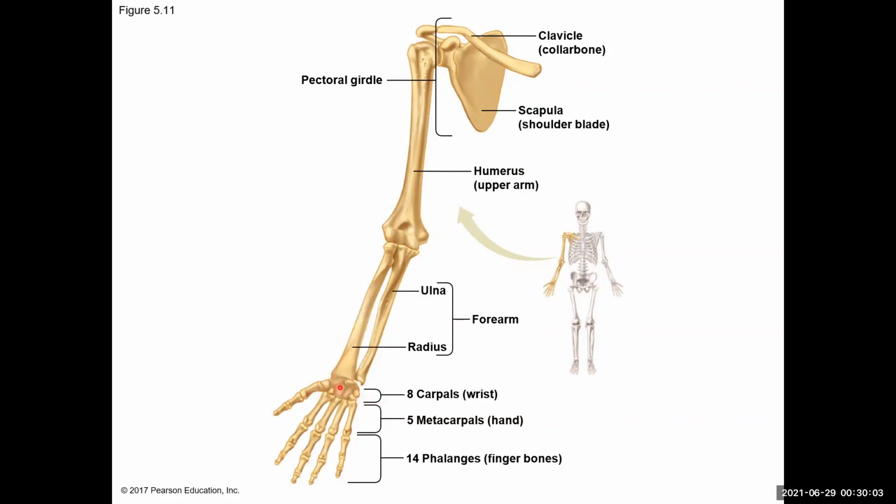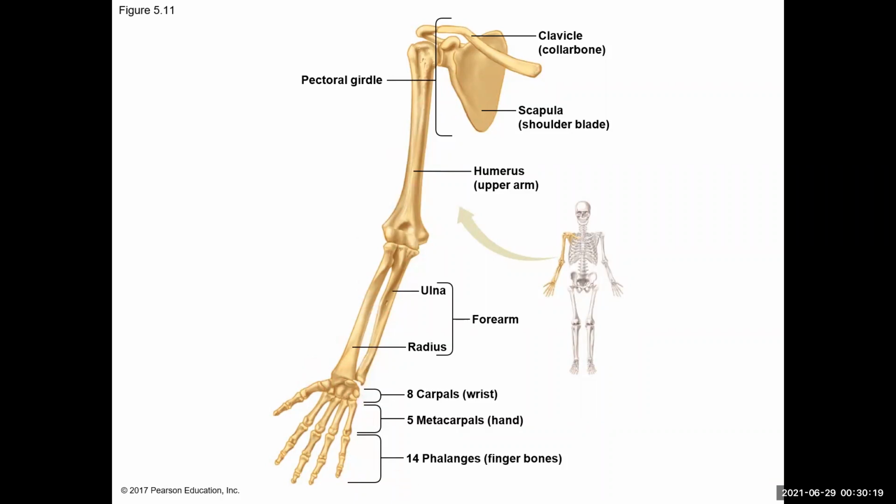And then you have your wrist bones, which are your carpals. Then you have your metacarpals, which is your hand. And then your phalanges, which are your finger bones. Okay, so that's identical on both sides, so both arms, left and right arm.